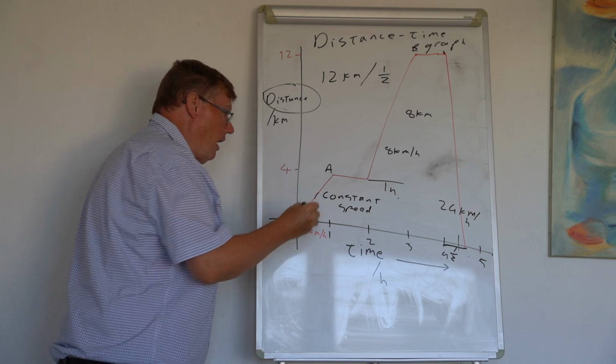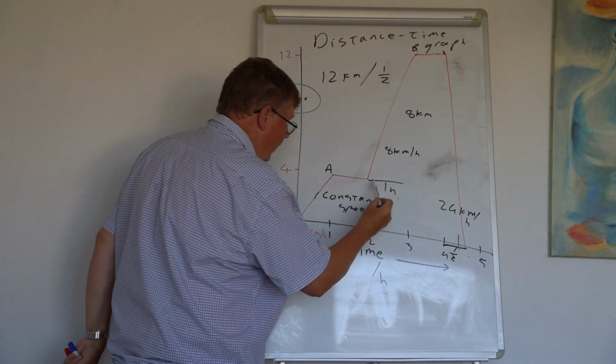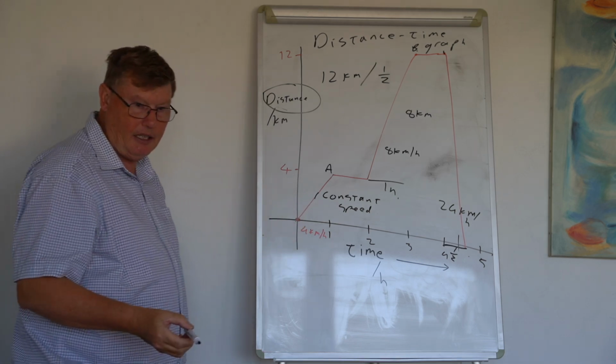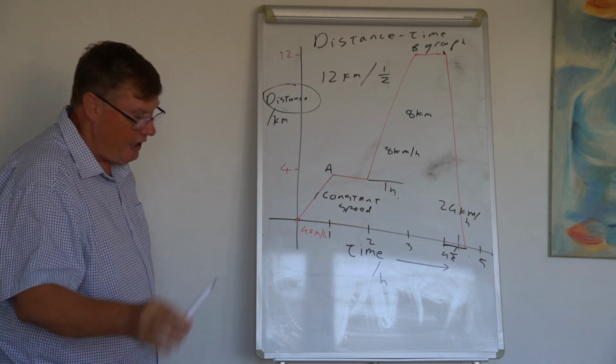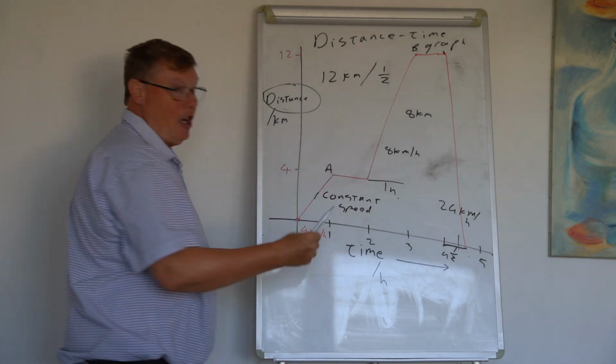A straight line means constant speed. If it's a horizontal line, it means he is stationary. The steeper the line, the faster he is travelling. But you could argue it doesn't really matter. In this case, it's going up, which means he's going away.